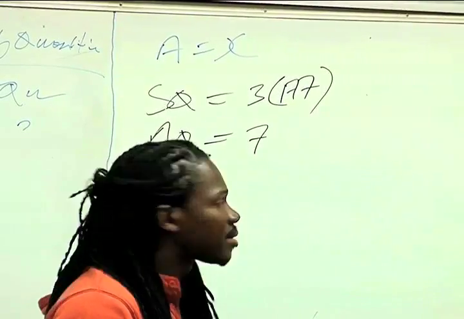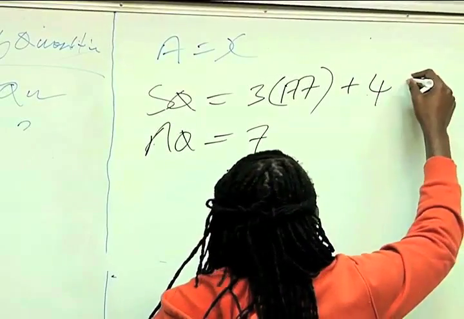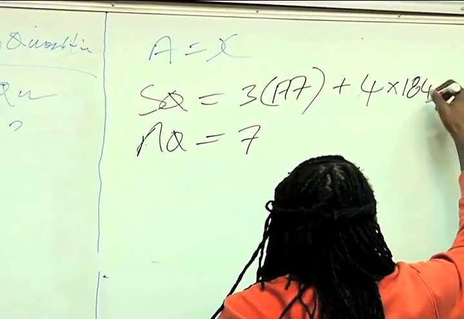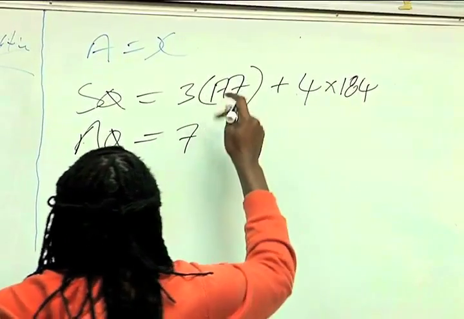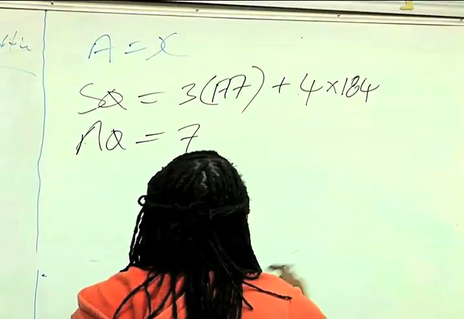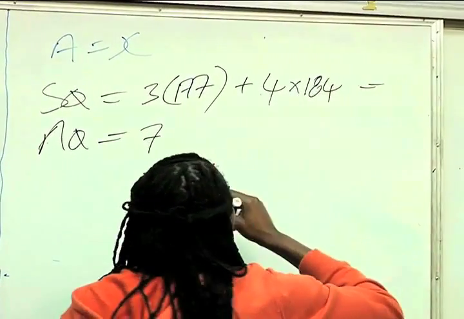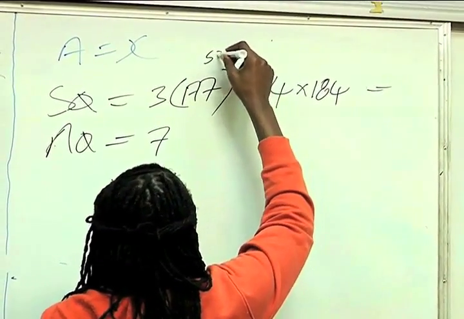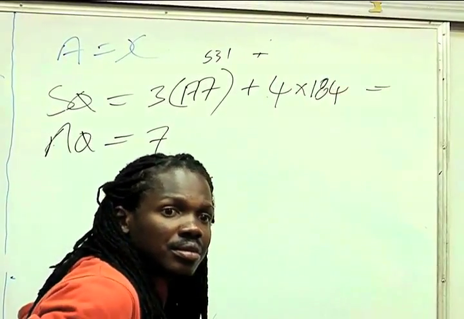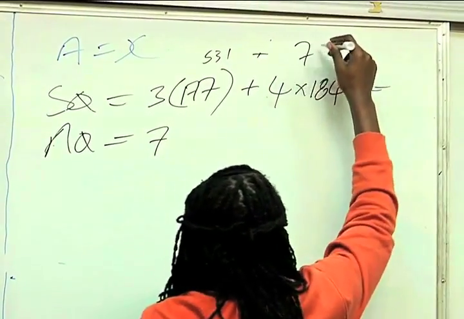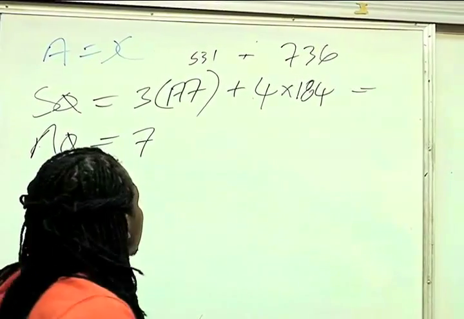Then the other one is 4 times 184. That gives 603? It's going to give you 3 times 177, which is 531. Plus 4 times 184, which is 736. So we get this, add the two of them: 1,267.